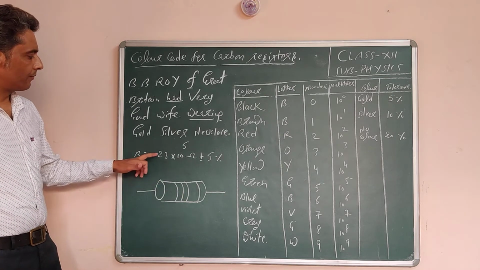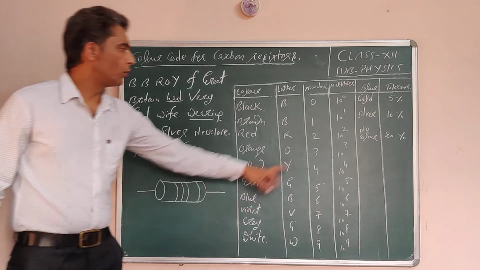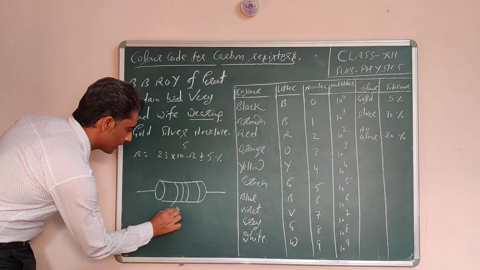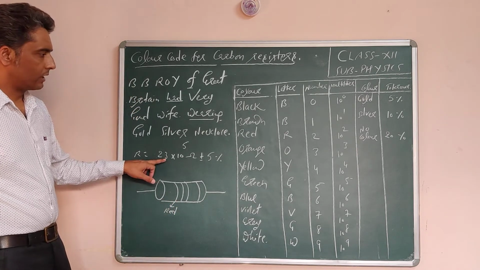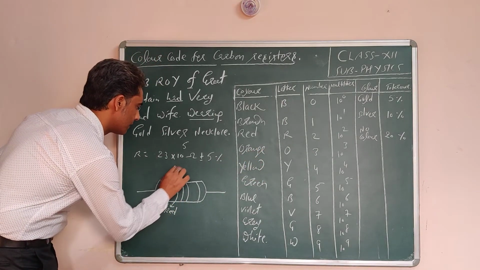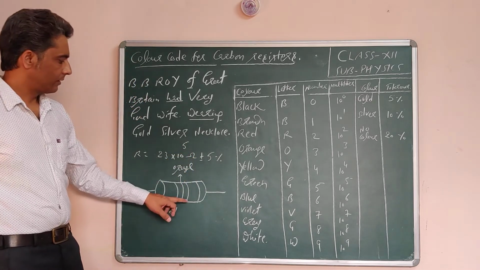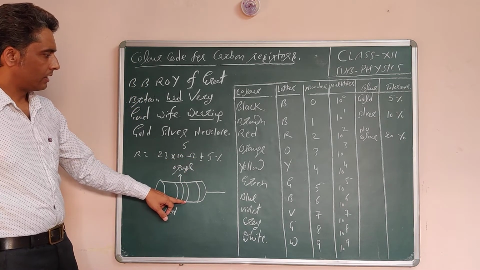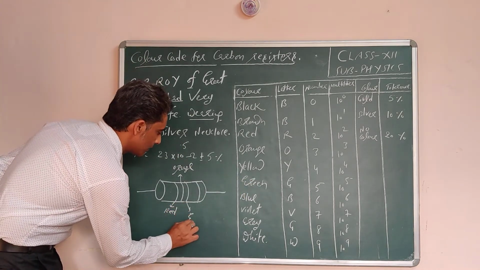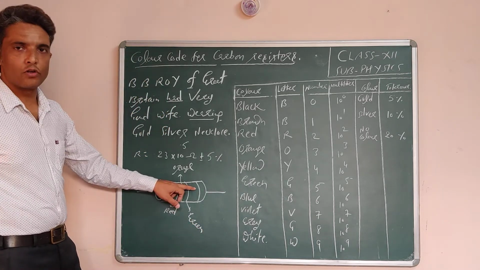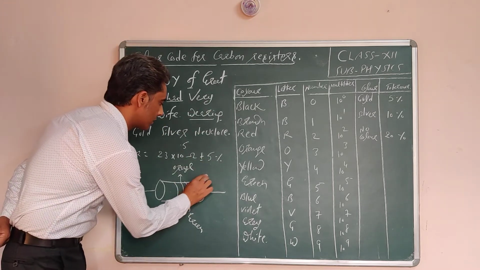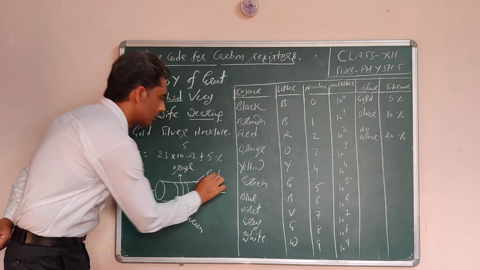Now how to write the color of these bands? We can easily write the first digit is 2 and the value 2 is for red color, so this first band should be of red color. Second digit is 3 which is for orange, so this band is orange in color. Third digit is the multiplier and it is 10 to the power 5, so 5 is for green, so this is green in color. Last band is for tolerance, and here the value of tolerance is 5%, so 5% is for gold, so this color band is gold in color.